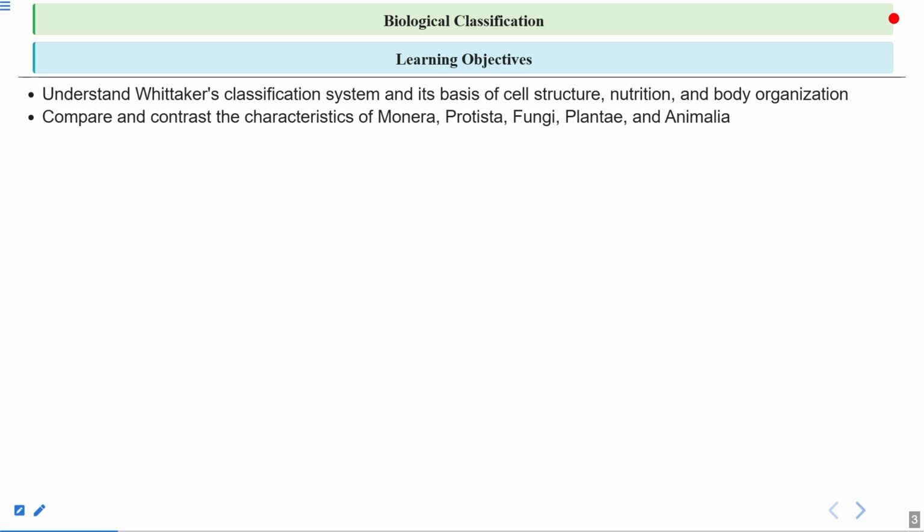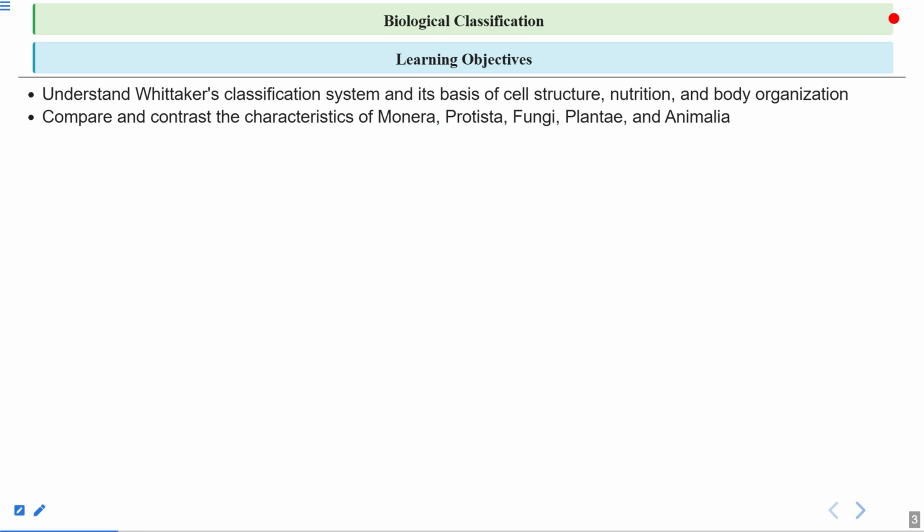Then we'll talk about the characteristic features of the 5 kingdoms: Monera, Protista, and fungi. Basically, we'll talk about Monera, Protista and fungi. And we'll also talk a little bit about the kingdom Plantae and kingdom Animalia, which we'll study in the next session. Today we'll focus on the kingdom Monera.